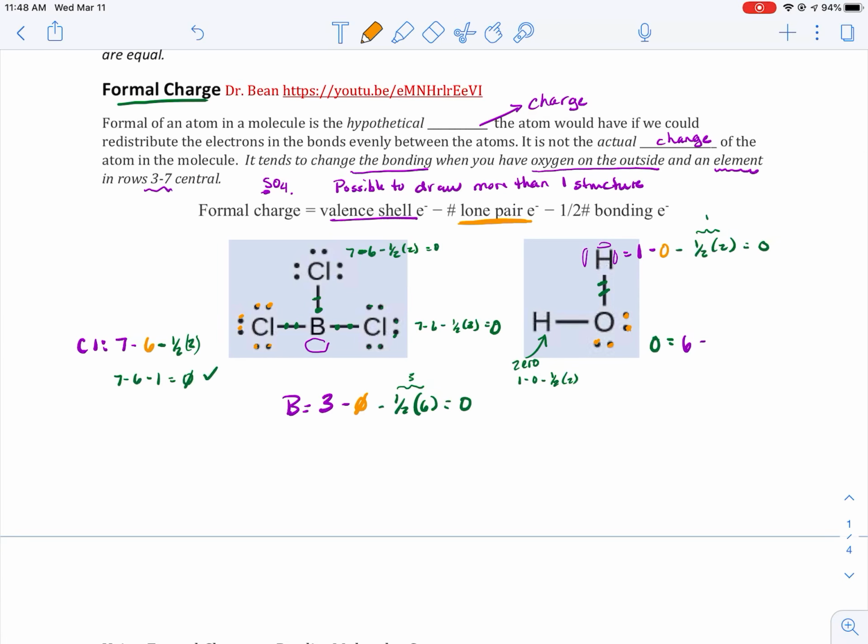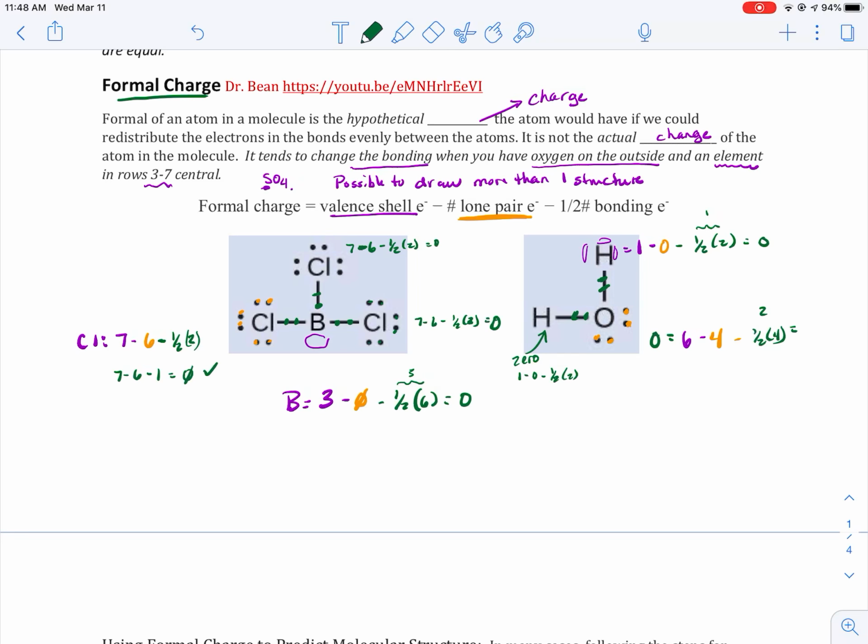He's got 1, 2, 3, 4 lone pairs. The lone pairs count all the way. And then he's got 1, 2, 3, 4 in the bonds. So 6 minus 4 minus 2 is 0. Another way you can think of it that I've seen people do is you can say that it's valence minus dots minus lines.